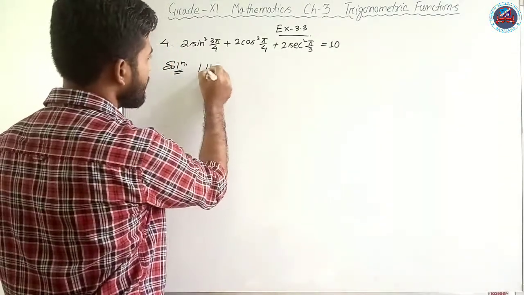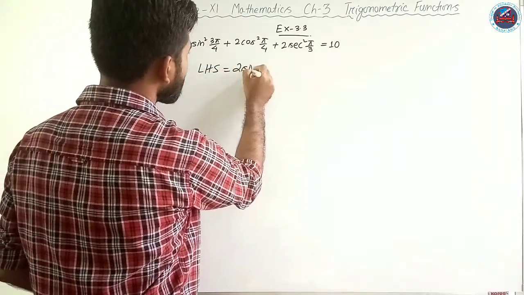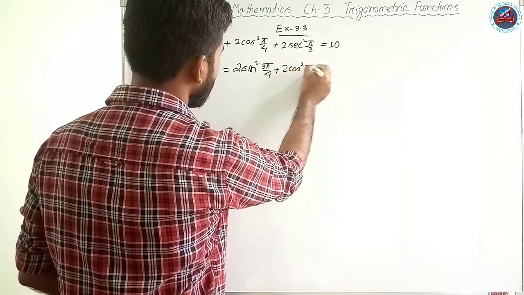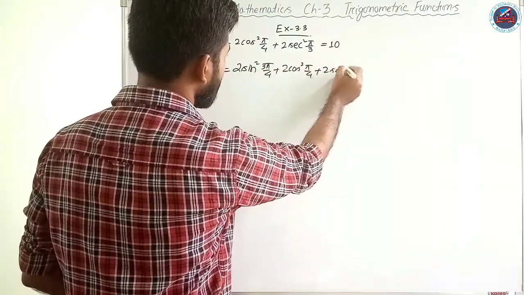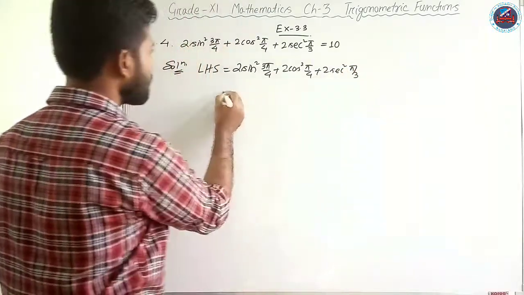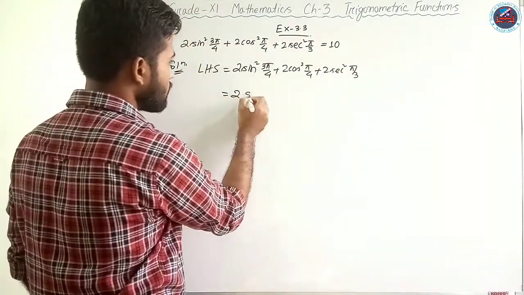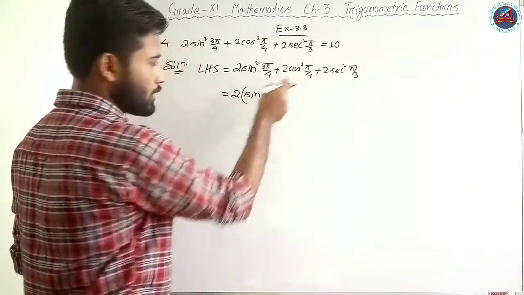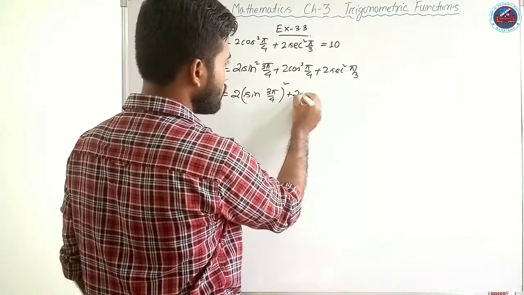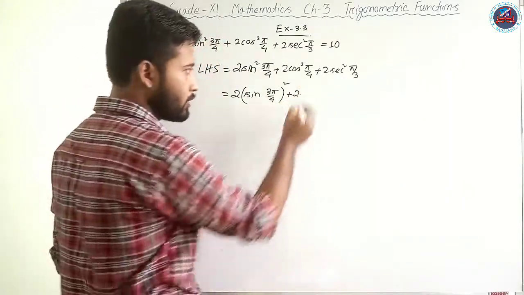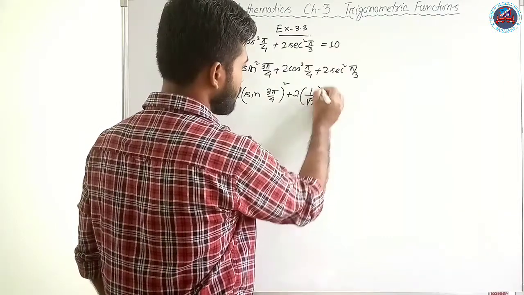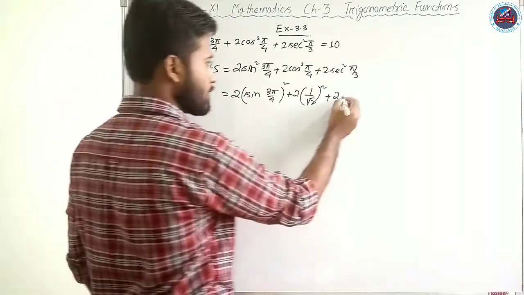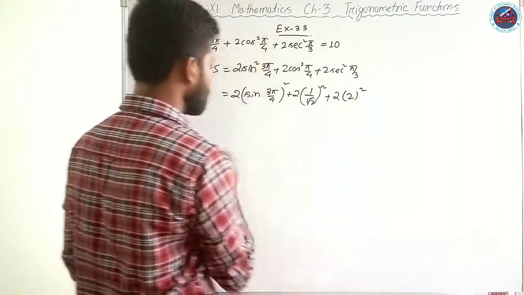Now let us see what the LHS is. It is 2 sin² 3π/4 + 2 cos² π/4 + 2 sec² π/3. Now this can be written as 2 times sin 3π/4, and since I have a square, I have written the square up there. Now 2 into what is cos π/4? It is 1 by root 2, so I can write 1 by root 2 here with a square. And what is sec π/3? Sec π/3 is 2, so I can write a 2 square here.